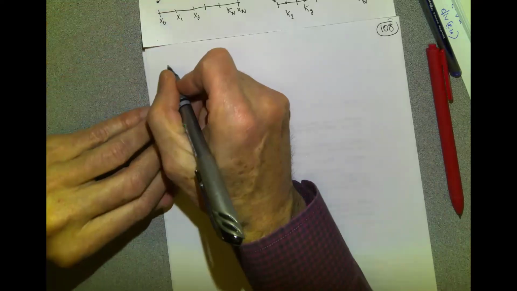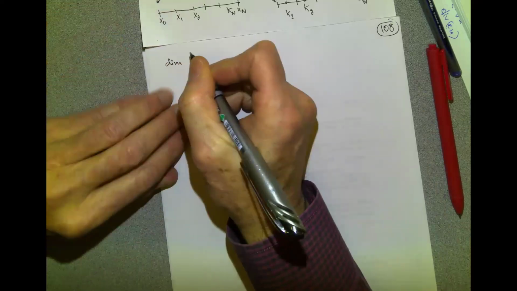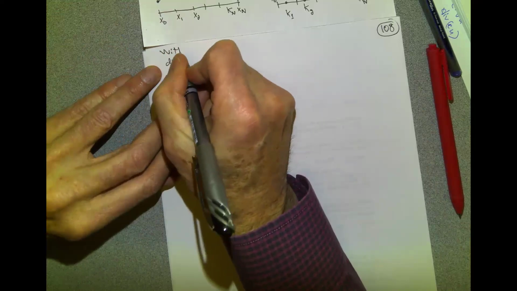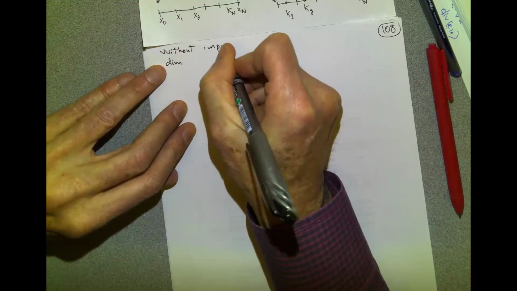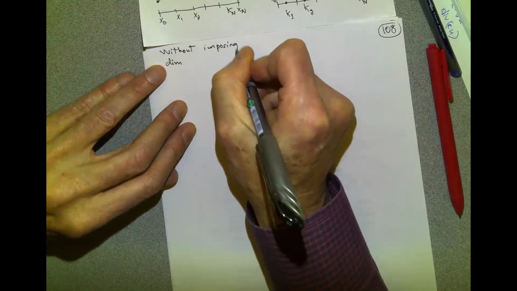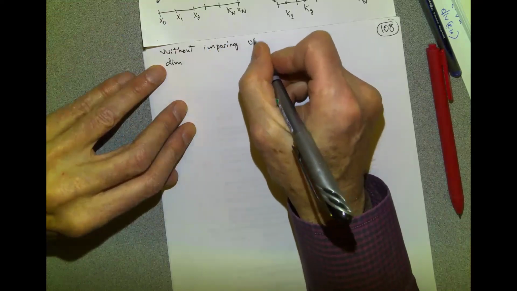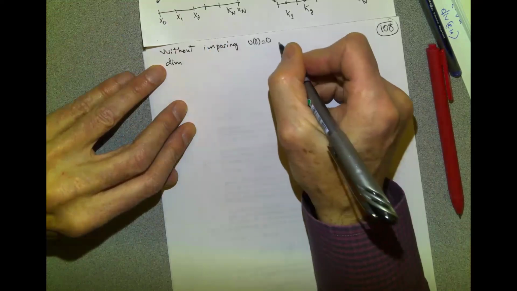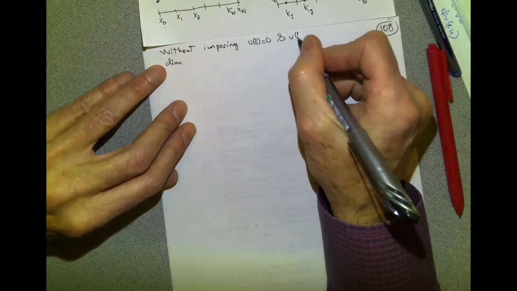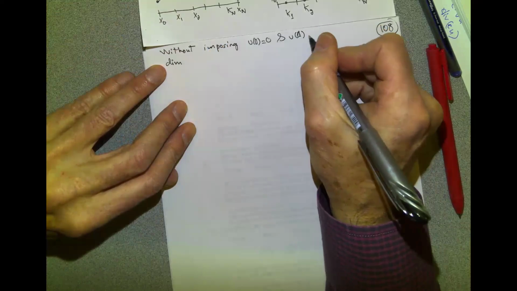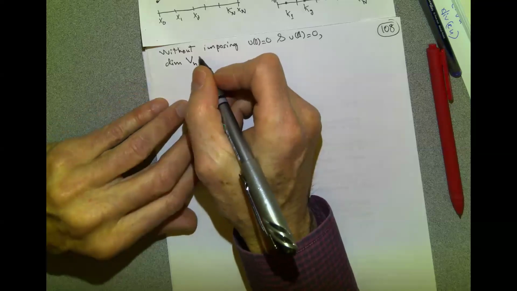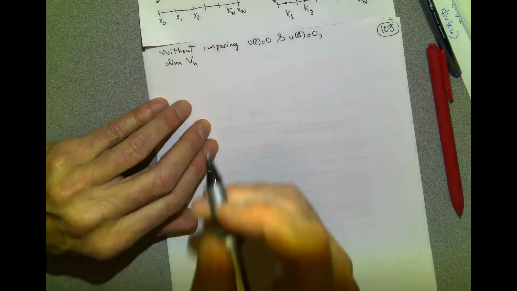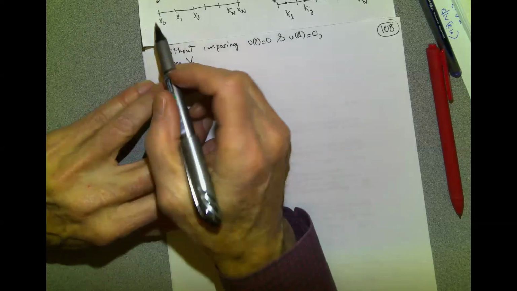Now, what is the dimension of the space without imposing U0 is equal to 0, and without imposing that, so letting these nodes be free. So without imposing that, what is the dimension of the space VH? That's the number of nodes that you have.